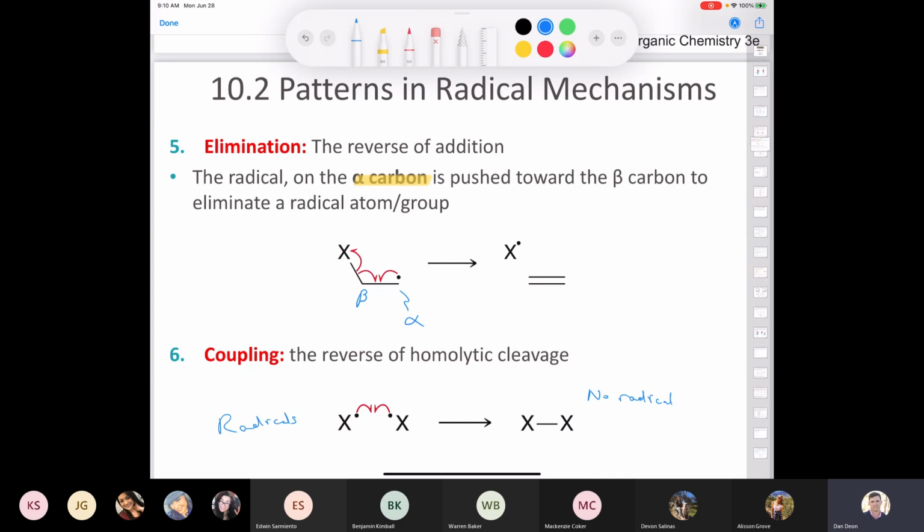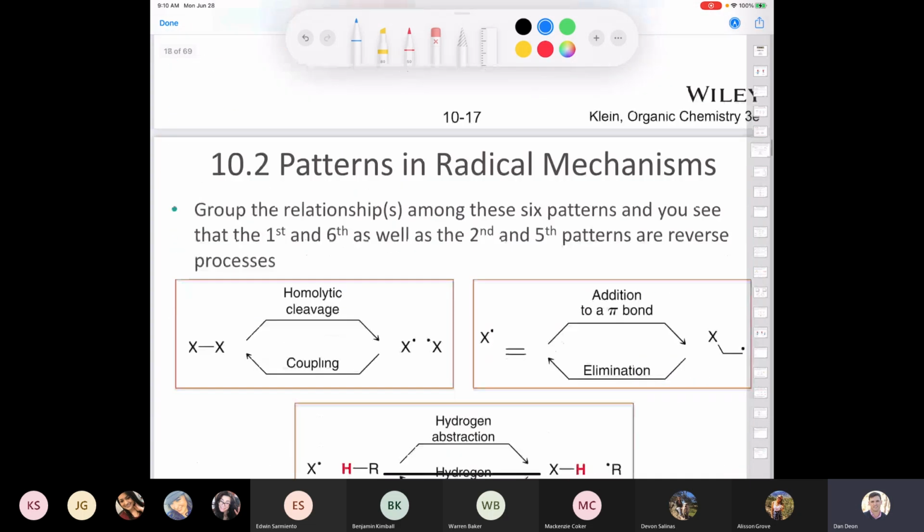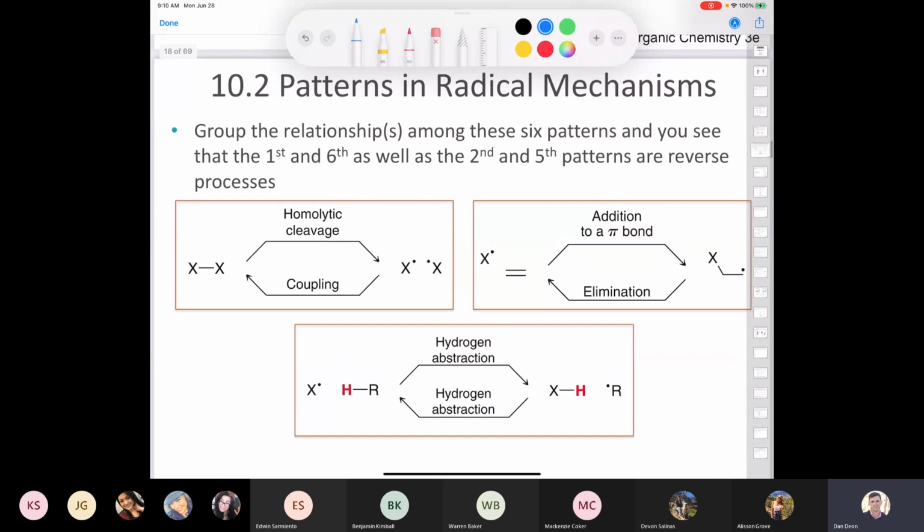So again, you probably noticed a couple of patterns here. The relationship among these 6 patterns is that the first and the 6th reaction that we looked at, the homolytic cleavage was the first one, and this was the 6th one, are the reverse of each other. The addition to the pi bond, which was the second one we looked at, and the elimination are also the reverse of each other.